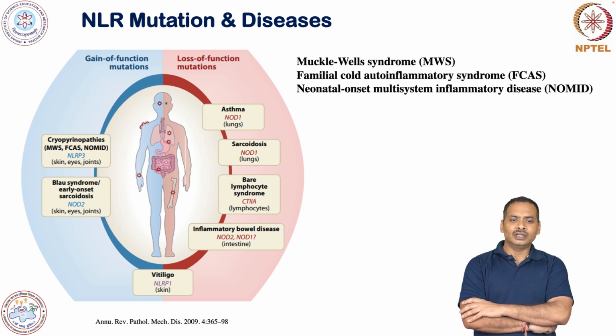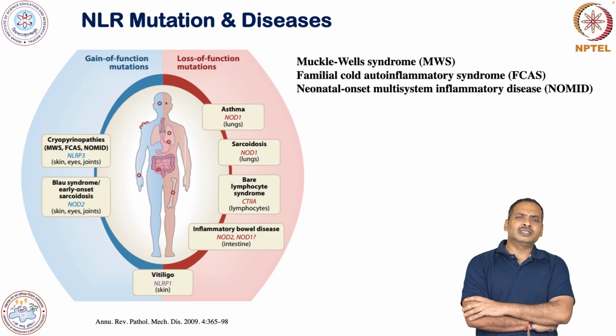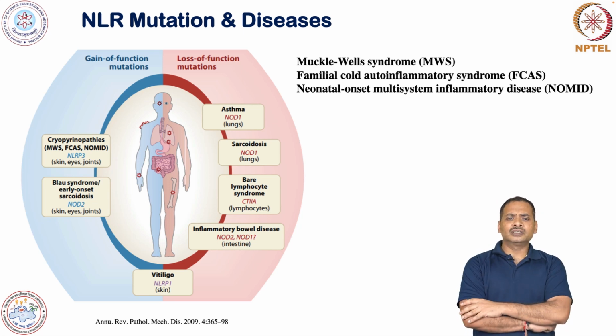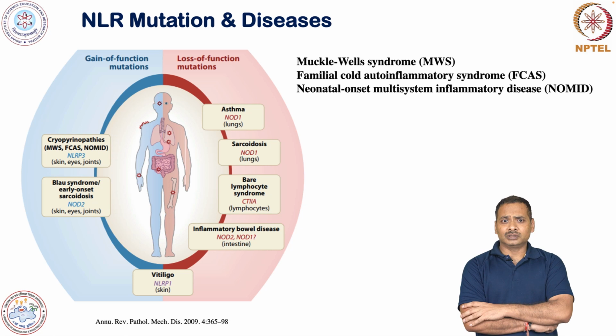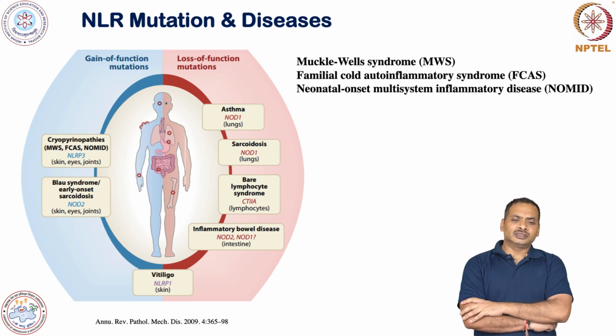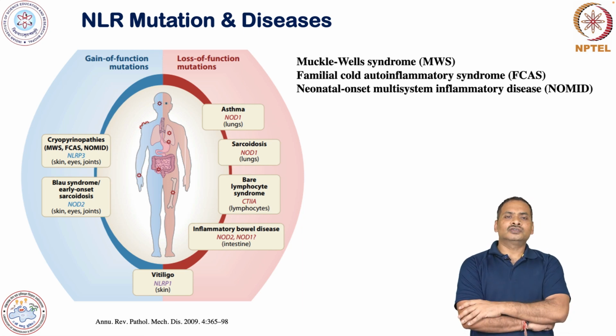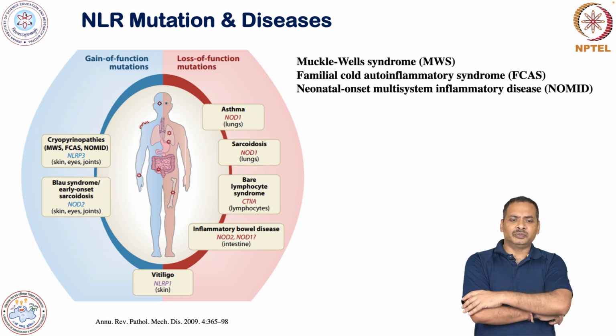Muckle-Wells syndrome, or MWS, is basically one in which these individuals have fever, recurrent fever, rashes, and it is also associated with joint pain. Another is familial cold autoinflammatory syndrome. This disease is also associated with intermittent episodes of rashes, fever, joint pain, and it is also associated with systemic inflammation.